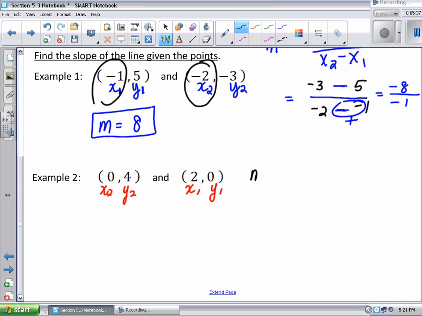So for this line, our slope, again, I'm going to start off. I've got to do my minus on top and minus on bottom. When I plug in my values, this time we're starting here. y2 is 4, y1 is 0.